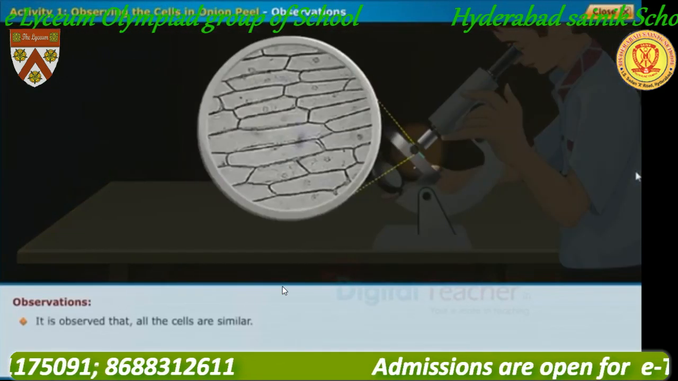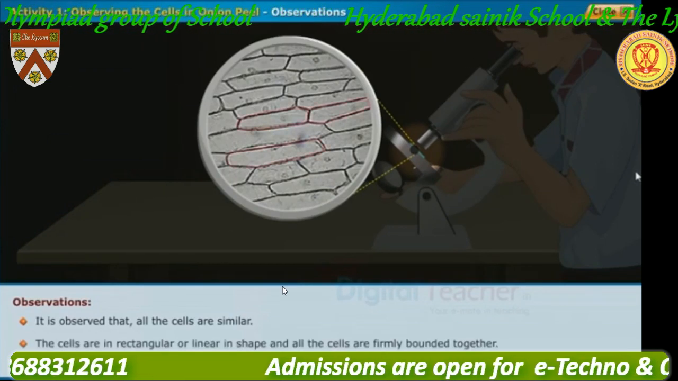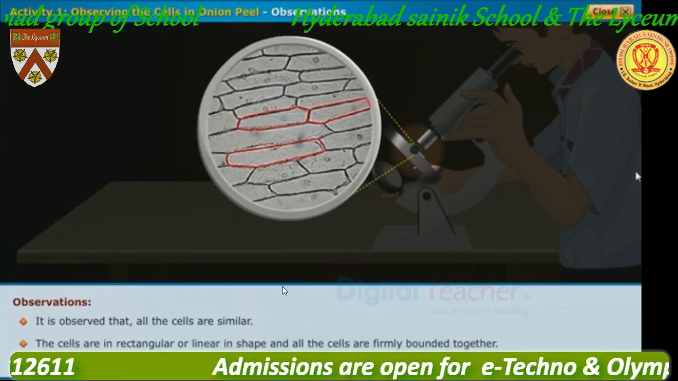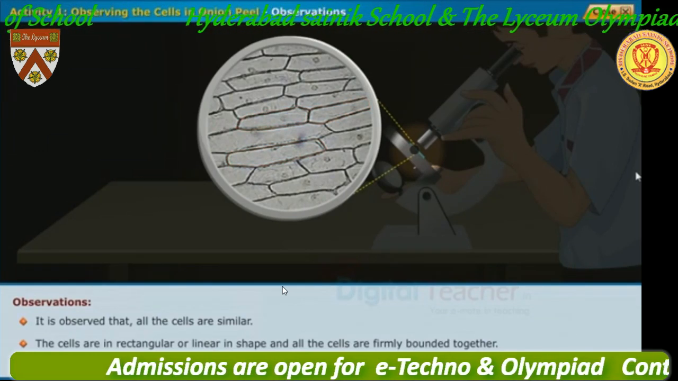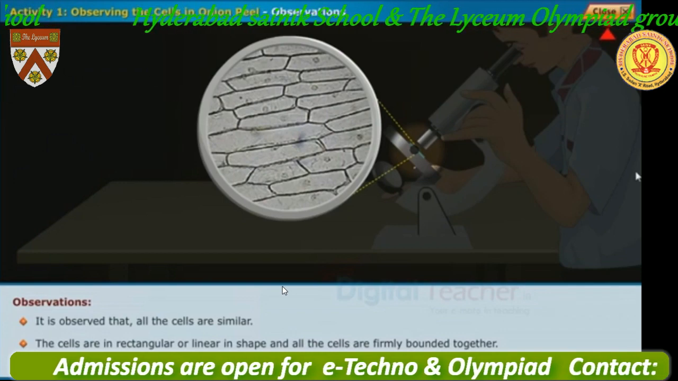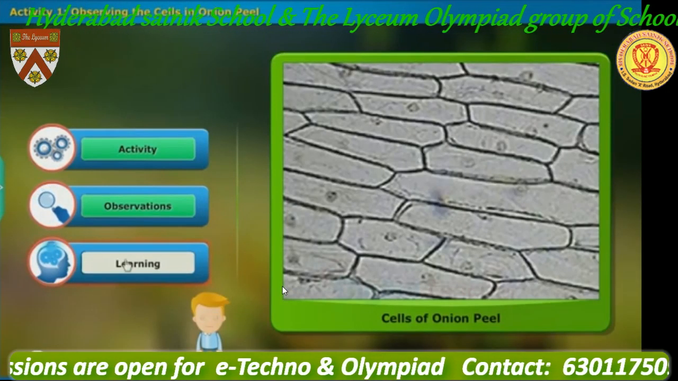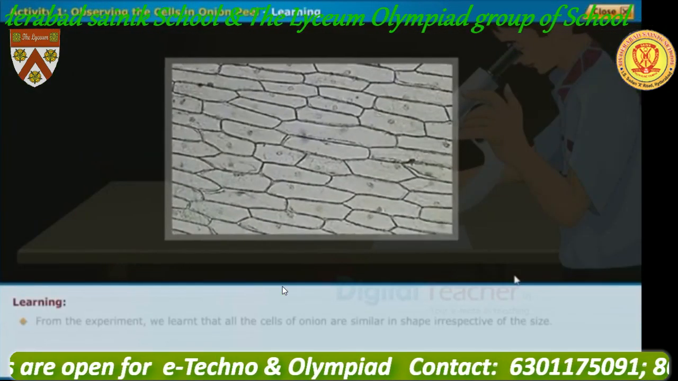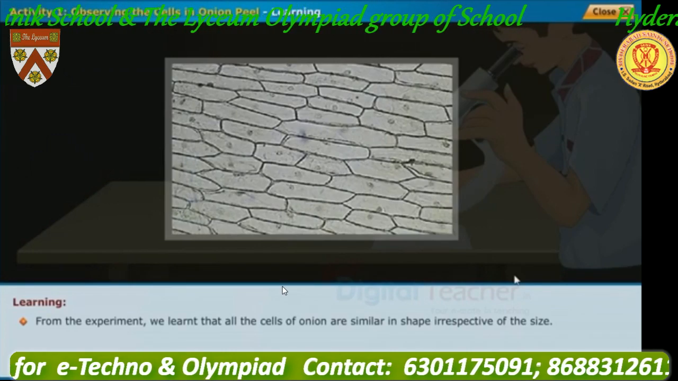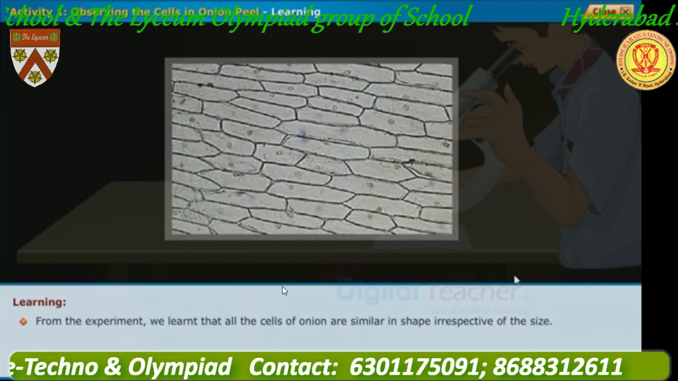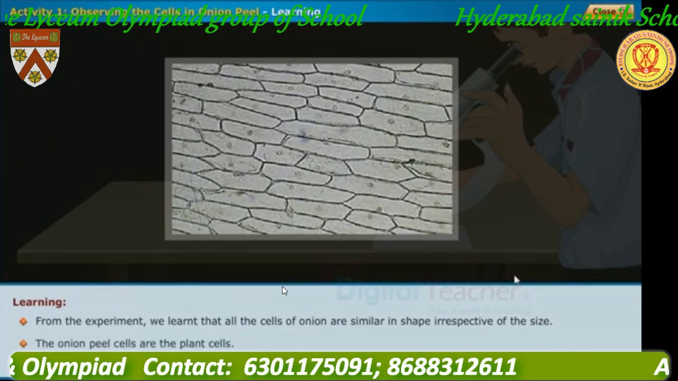It is observed that all the cells are similar. The cells are rectangular or linear in shape and all the cells are firmly bounded together. From the experiment, we learned that all the cells of onion are similar in shape irrespective of the size. The onion peel cells are the plant cells.